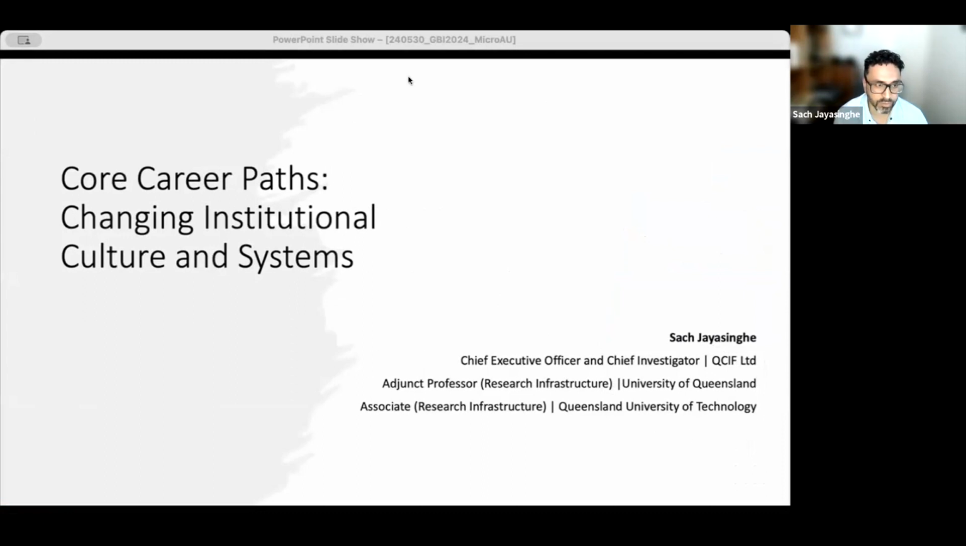So as Lisa alluded to, what I'm going to talk about now is really the next level of resolution, if you like, and how you might go about changing institutional culture and systems insofar as trying to map out options for core career paths. Next slide.